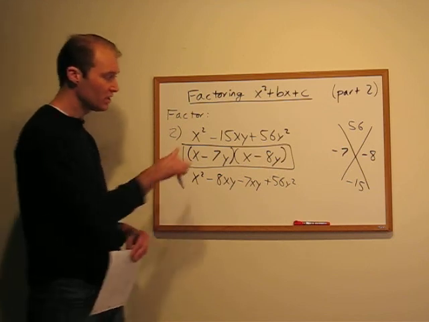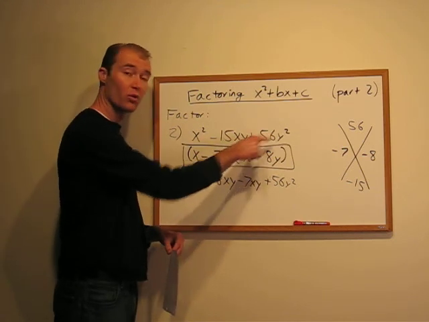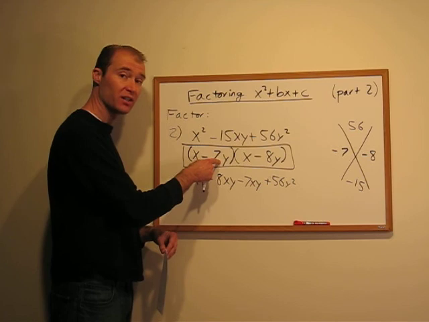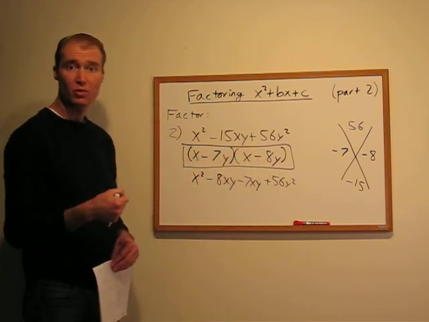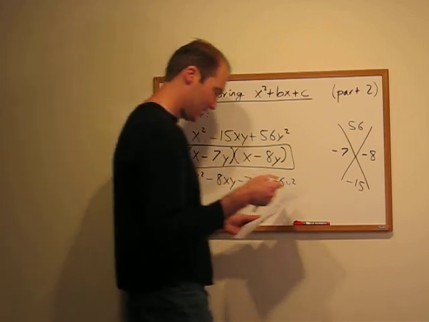So the bottom line is, when you see something like this, ignore the y's until you get your factorization, and then just tack them on at the end. FOIL to make sure that it works out. Two more problems.